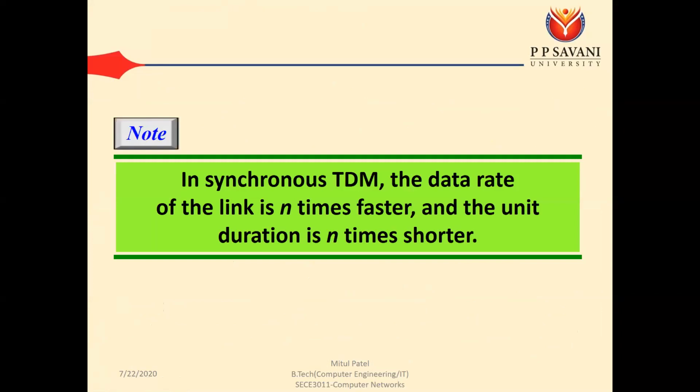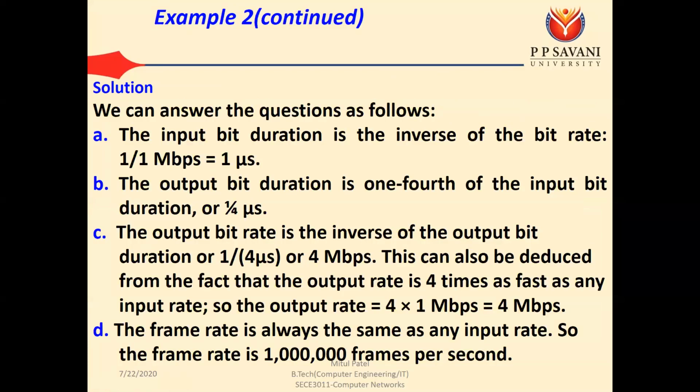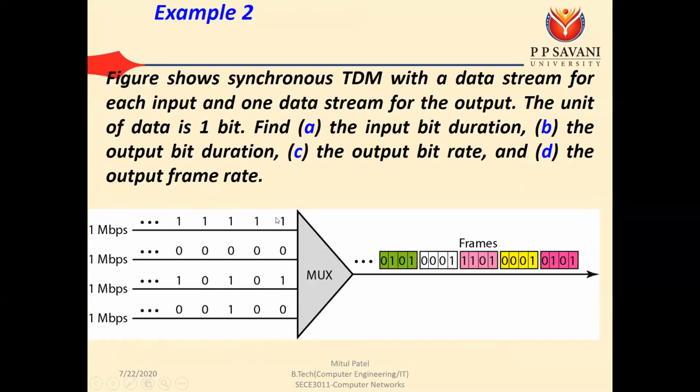So in synchronous TDM, the data rate of the link is n times faster and the unit duration is n times shorter. So the advantage of this TDM technique is that we can increase the data rate n times, where n is the number of channels, and the bit duration is n times shorter. અહીંયા આપણું input bit duration હતું 1 microsecond, તો output duration હશે આપણું 1/4 microsecond. Data rate તો આપણો 1 Mbps, તો હવે થઈ જશે અહીંયા output માં 4 Mbps.